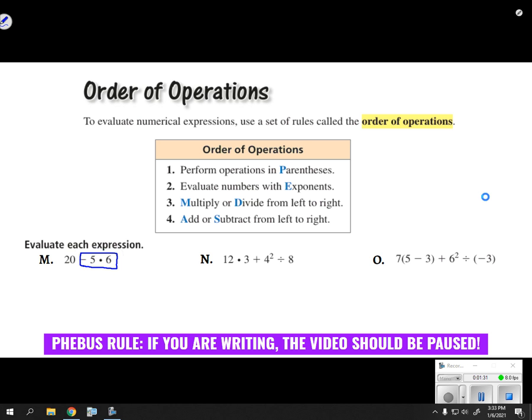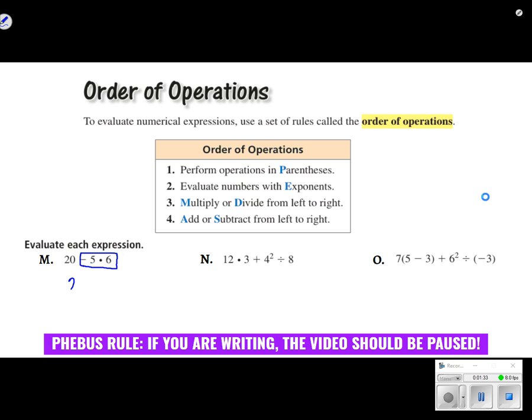It's up to you. -5 times 6 is -30, so you can do 20 and a -30, and now switch to subtraction. Or you can do 20 minus 5 times 6, which is still 30. So I have my 20, I have my minus, and I have my 30 now. There are a couple different ways you can think about it. But now we're going to do the subtraction. 20 minus 30 is -10.